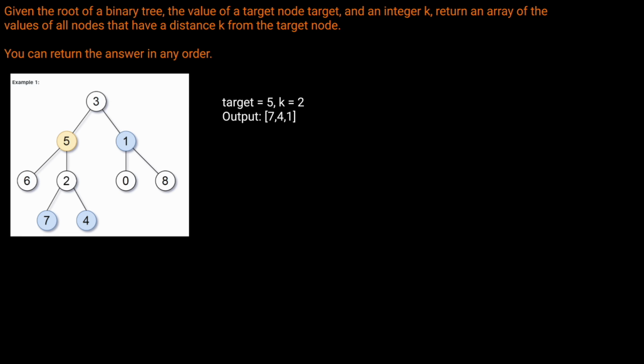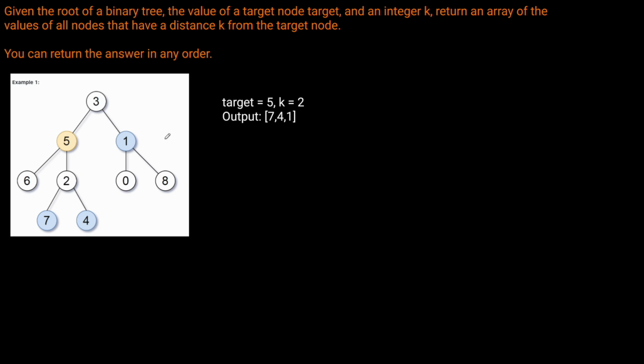Today we're going to be solving Leetcode 863, all nodes distance k in a binary tree. Let's read the question prompt. Given the root of a binary tree, the value of a target node target and an integer k, return an array of the value of all nodes that have a distance k from the target node. You can return the answer in any order.